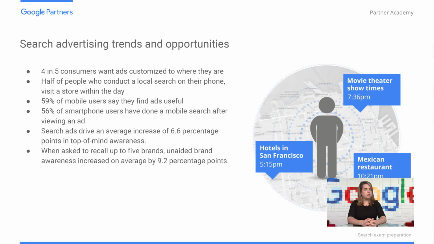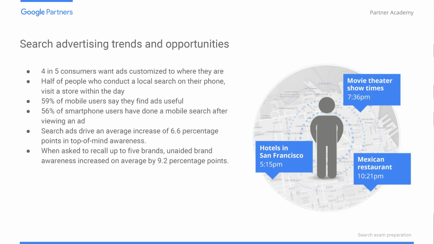59% of smartphone users say they find mobile ads useful, and 56% have done a mobile search after seeing an ad. 73% of mobile searches trigger additional action, such as calling the business. Search ads drive an average increase of 6.6 percentage points in top-of-mind awareness. When asked to recall up to 5 brands unaided, brand awareness increased on average by 9.2 percentage points.